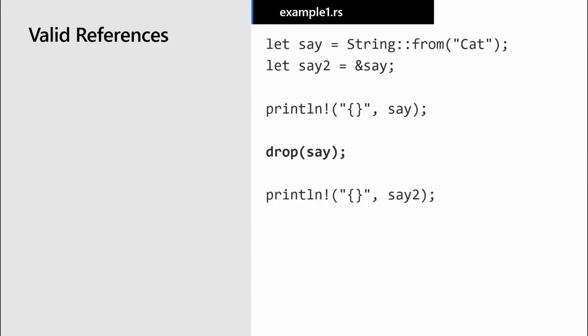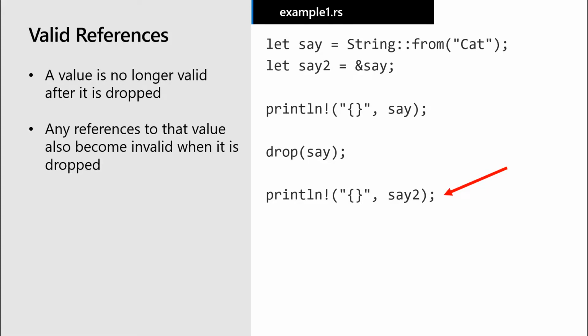But what if we drop the say variable before we print out say2? When we run the code now, we receive an error. This is because when we drop the say variable here, it is no longer valid after this point, and we cannot access its value. Additionally, any references to say's value, like our say2 variable, also become invalid.